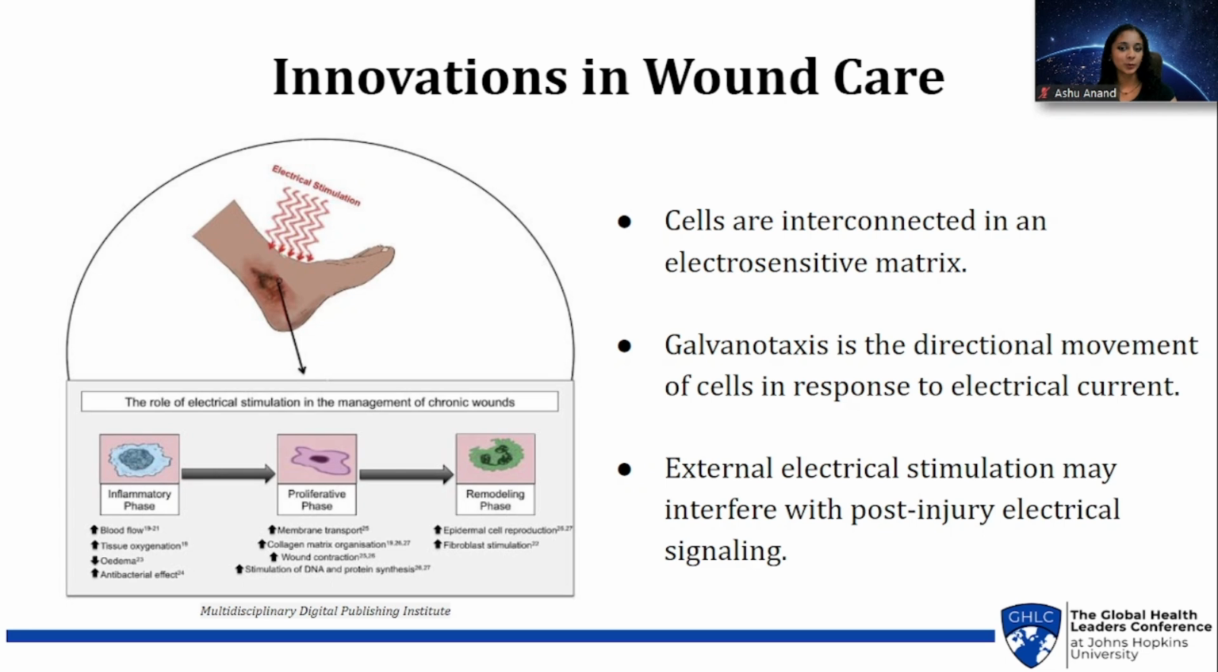Now, I'm going to move forward with innovations in wound care. In particular, I'm going to look at a method known as electrotherapy. A little bit of background on this. So our cells are interconnected in an electrosensitive matrix. And the theory behind electrotherapy is that the electrical stimulation can actually serve as a directional cue and allows these cells to move in a certain way, in a more efficient way, which is known as galvanotaxis. Now, this electrical stimulation can interfere with post-injury electrical signaling and enhance that wound healing process.